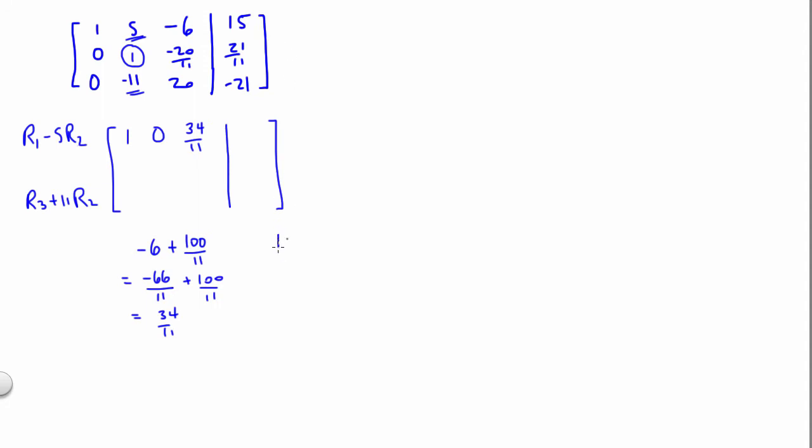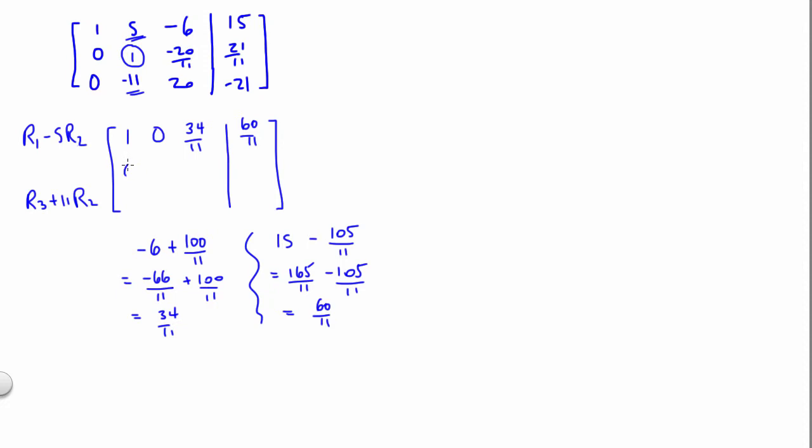We've also got to do 15 minus 5 times 21 over 11. So I'm going to say 15 minus 105 over 11. Creating a common denominator gives us 165 over 11 minus 105 over 11, which is 60 over 11. All right, so this sort of arithmetic, you can do it as quickly or as slowly as you like. Typically, that's about the amount of work that I like to do down below.